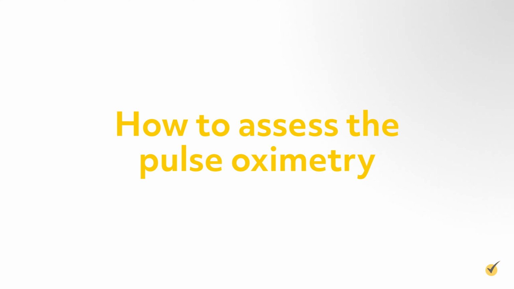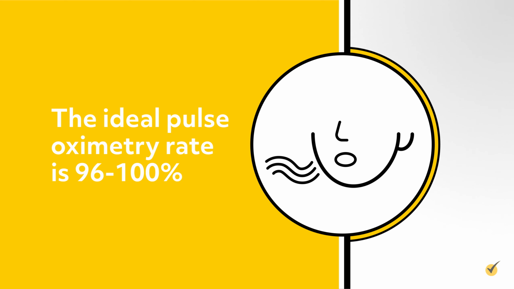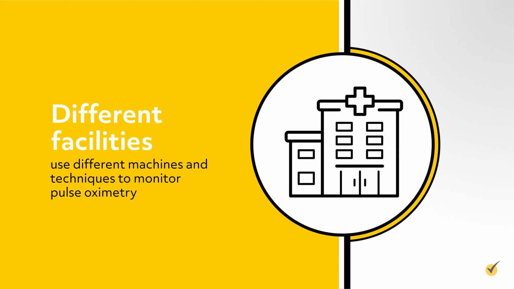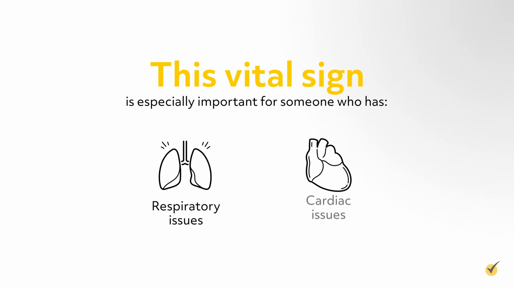How to assess pulse oximetry. The pulse oximetry measures the amount of oxygen in a patient's blood. The ideal pulse oximetry rate is 96 to 100%. Different facilities use different machines and techniques to monitor pulse oximetry. This vital sign is especially important for someone who has respiratory or cardiac issues.